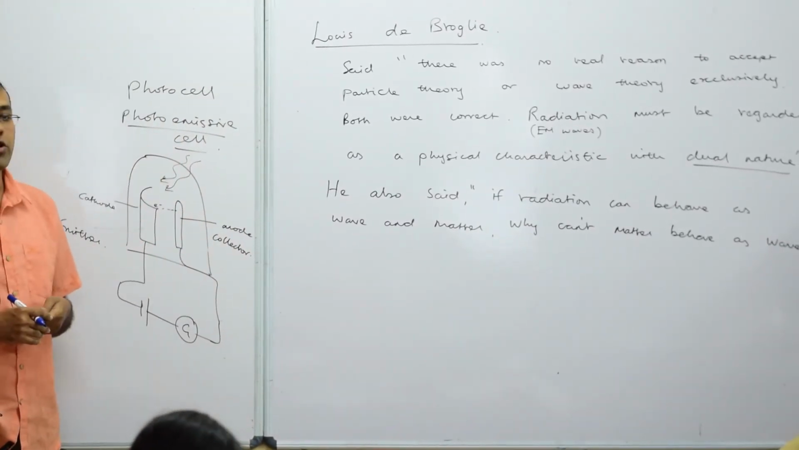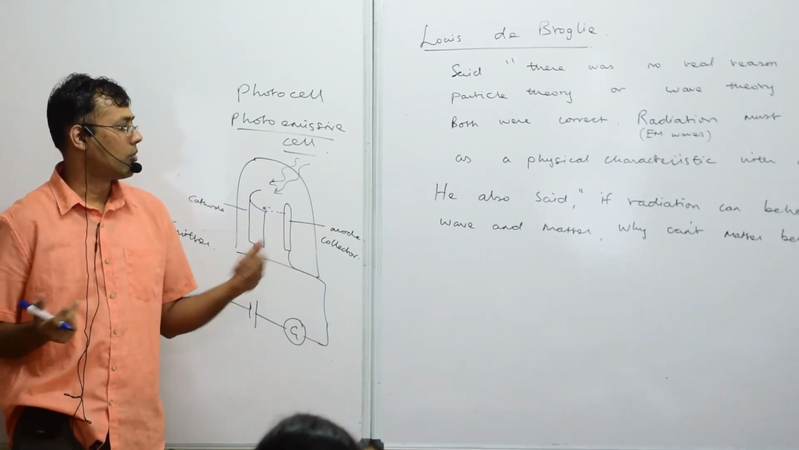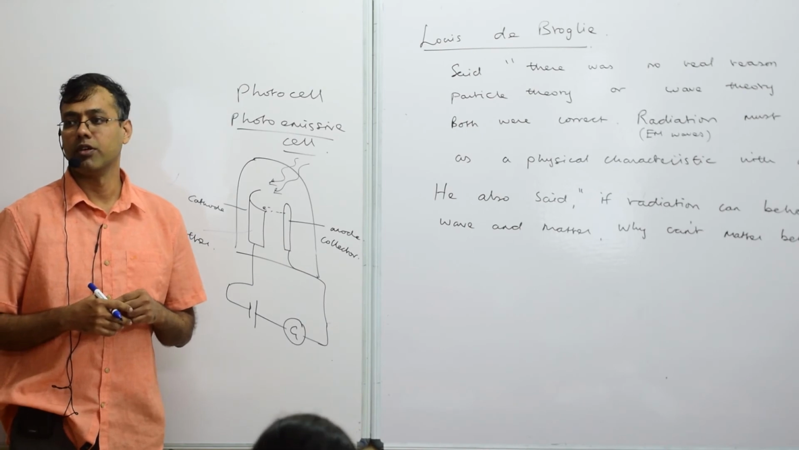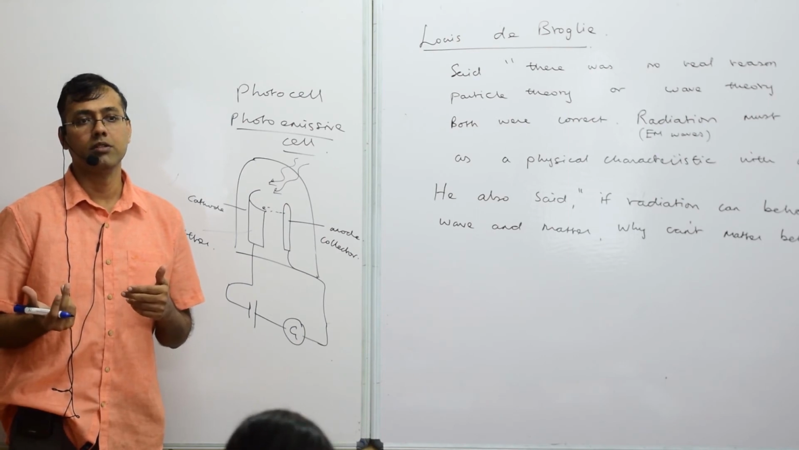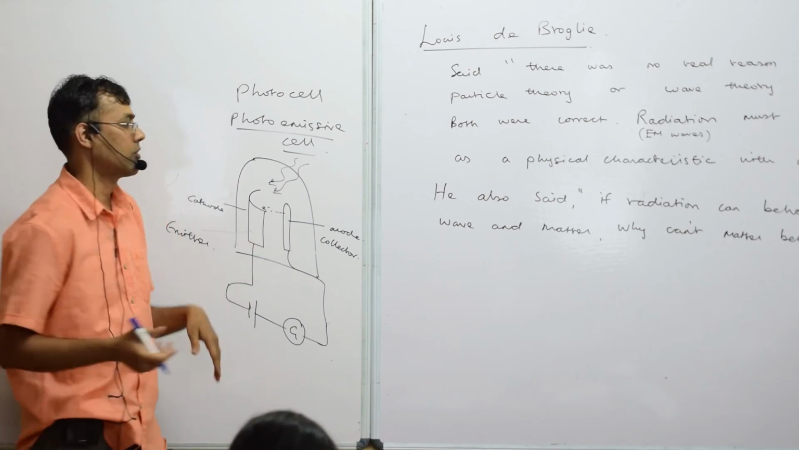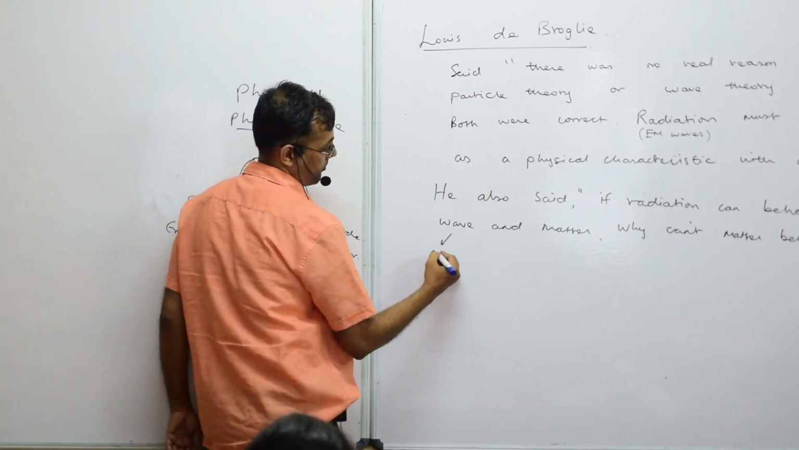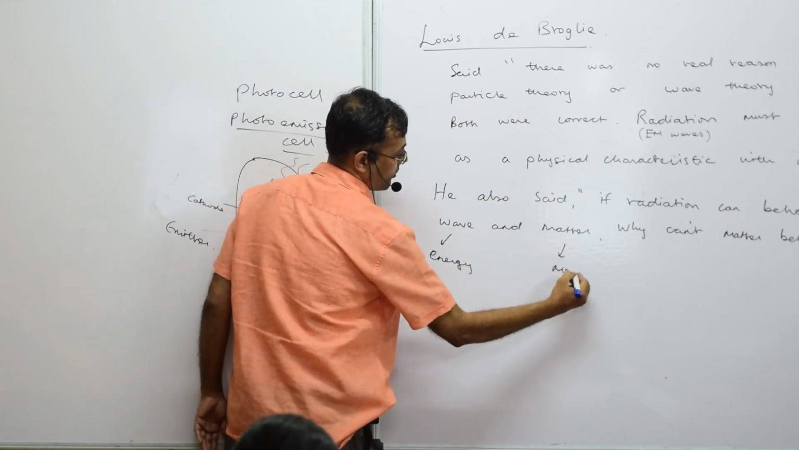What do you mean by wave and what do you mean by matter? What are the two important things? What is so different about wave and what is different in matter? What do you mean by matter? It has got mass. Wave does not have any mass. So this is more like energy. This is mass. So that's the important thing.